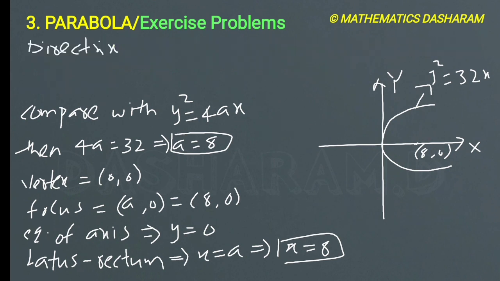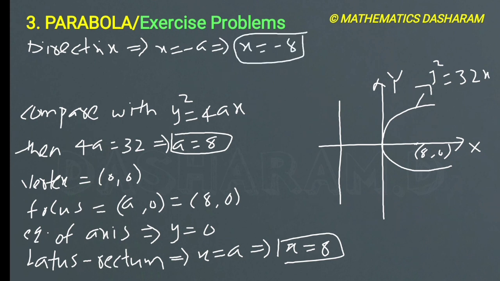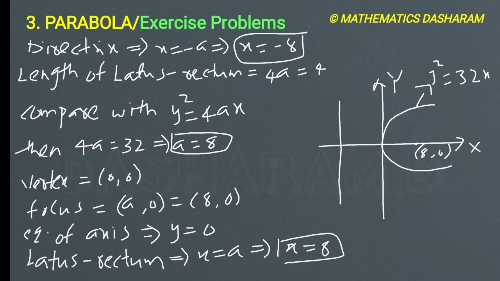Next one is directrix. Directrix means it is a fixed line, so we should take it in the negative direction of the x-axis. Its formula is x equals minus a, so x equals minus 8 is the answer. Next, the last one is the length of the latus rectum, that is 4a. So 4 times the a value 8, 4 eights are 32, is the length of the latus rectum.